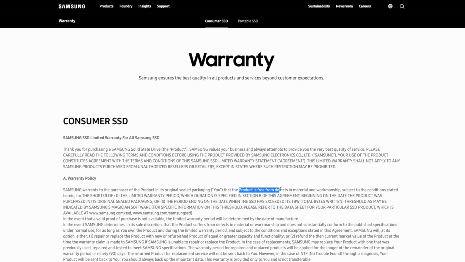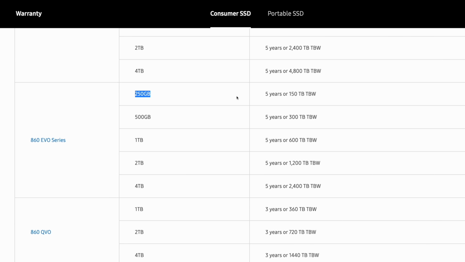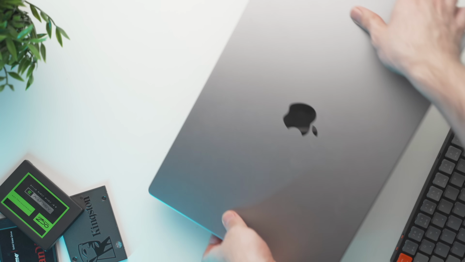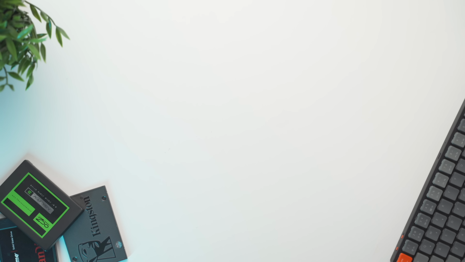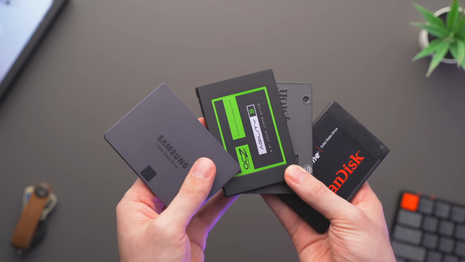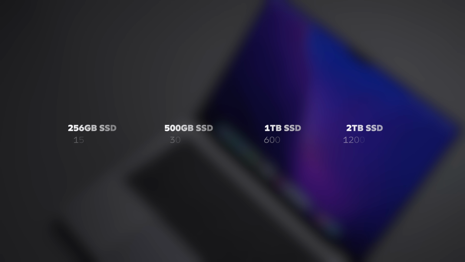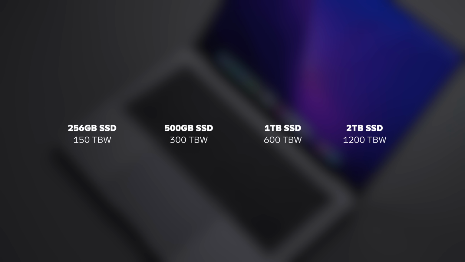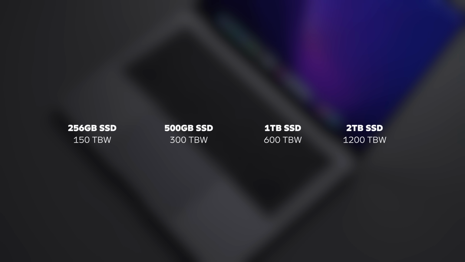Now, many manufacturers use TBW as a rating to guarantee the lifespan of the SSD for warranty purposes. For example, many 256GB SSDs have a TBW of 150TB. This means that the manufacturer guarantees that their SSD can write at least 150TB of data before any issues might occur.